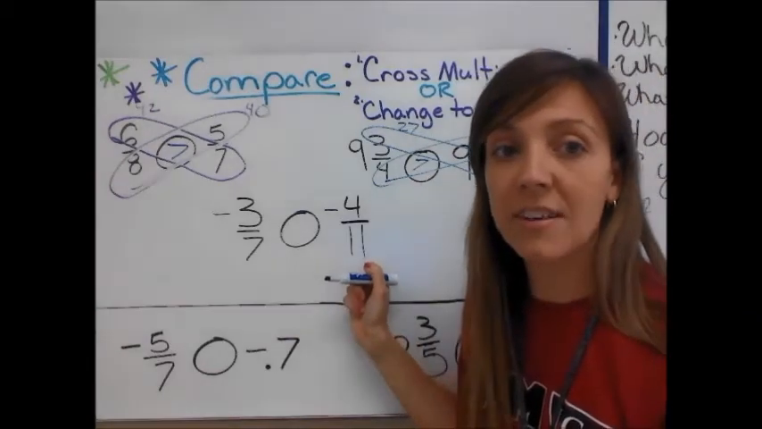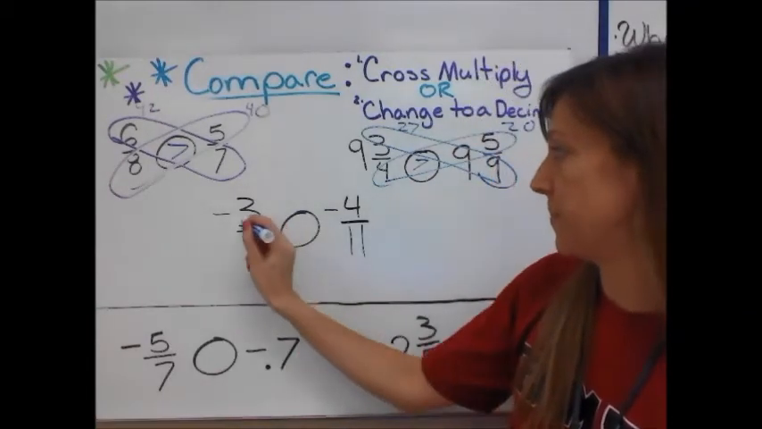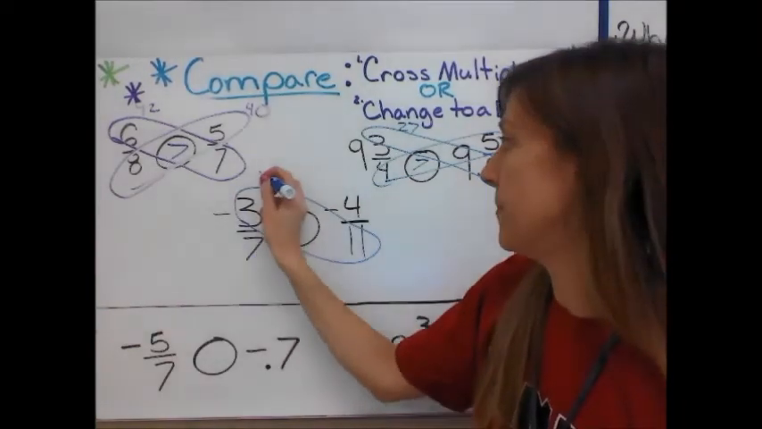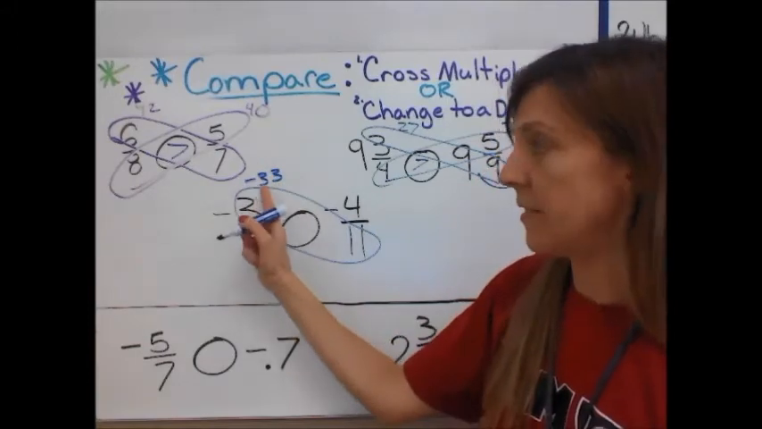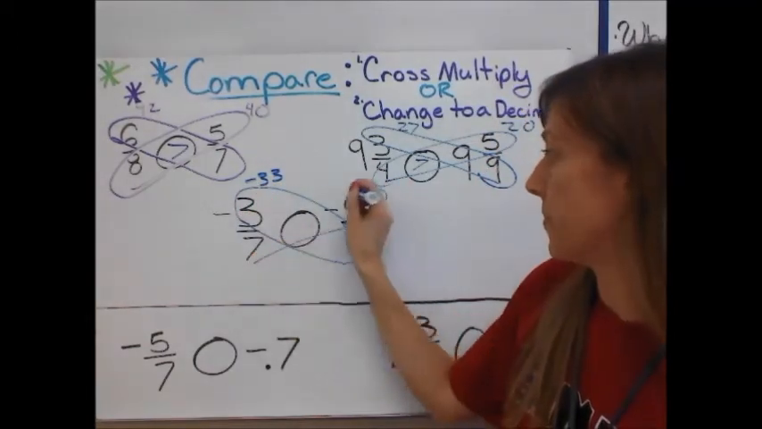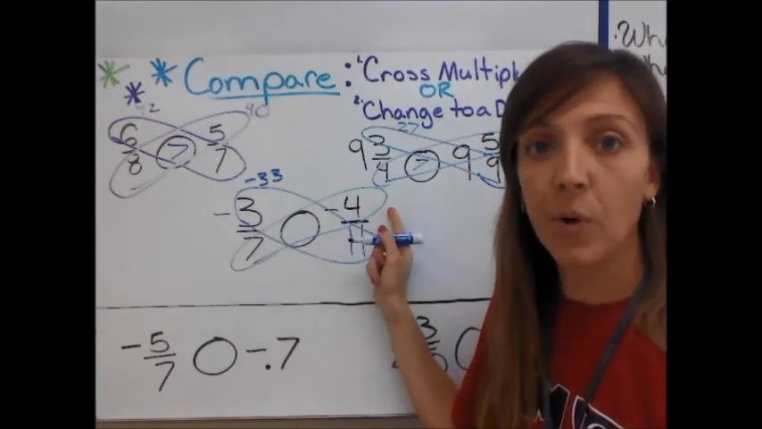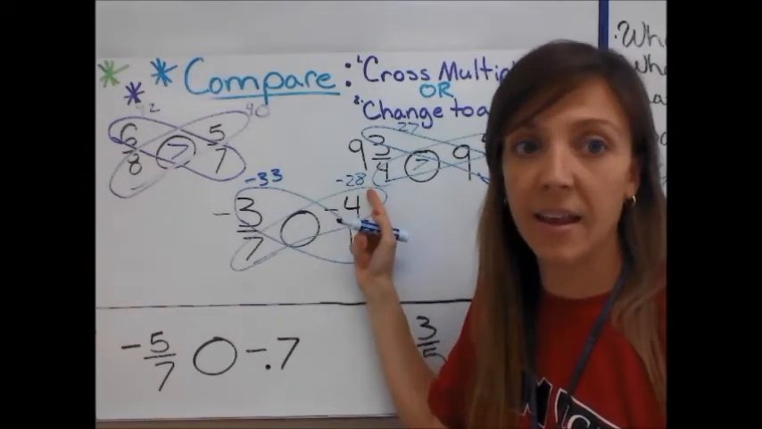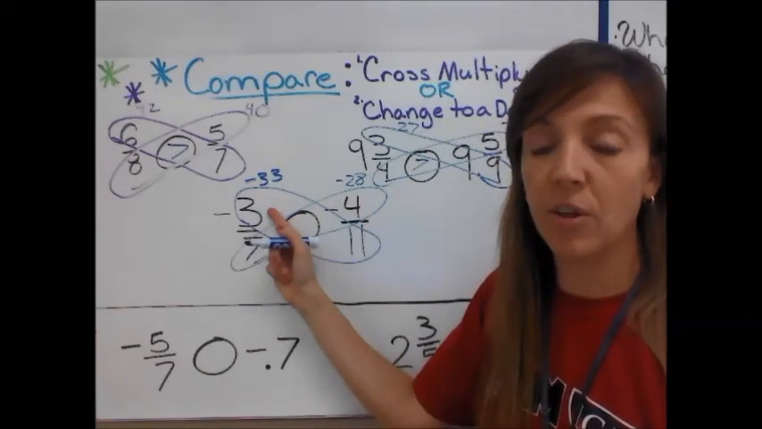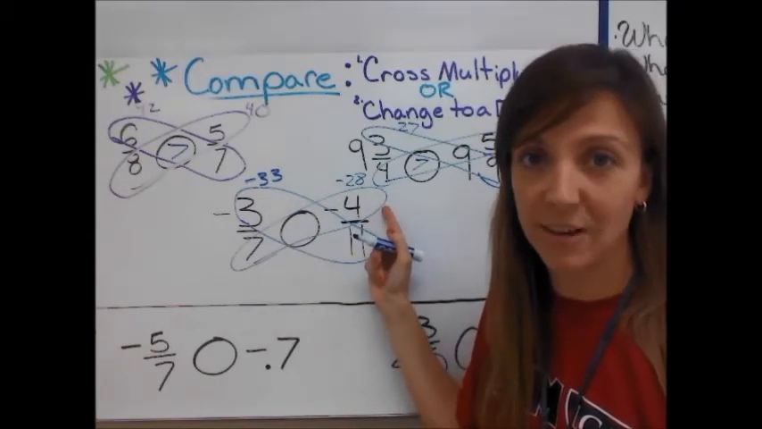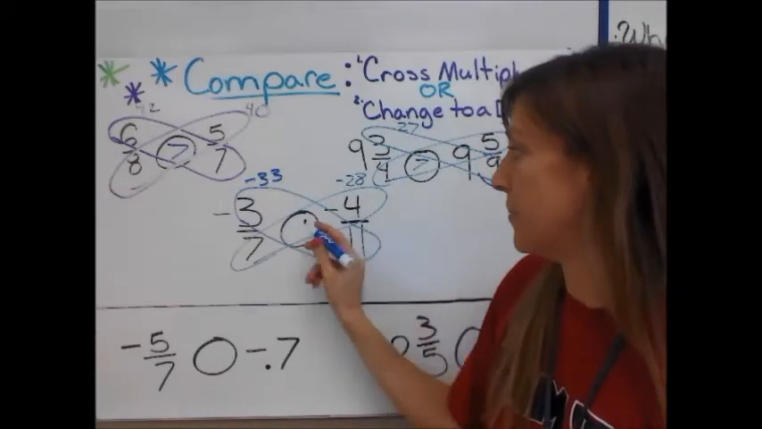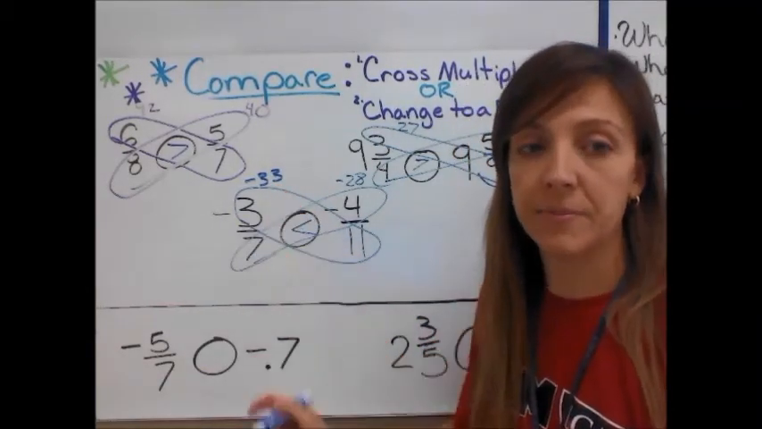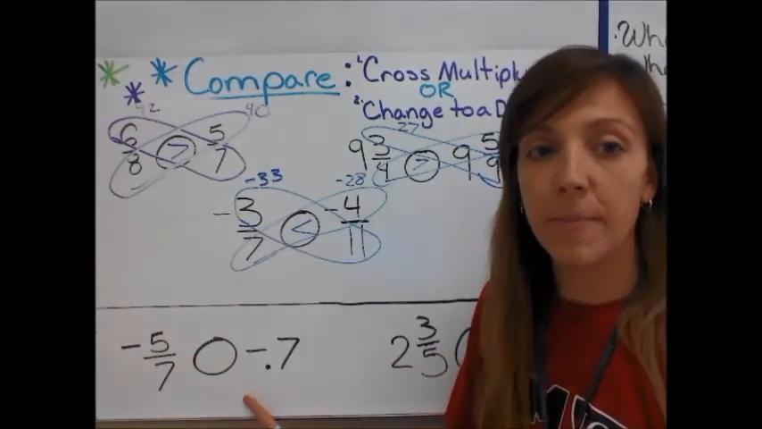Let's look at -3/7 and -4/11. 11 times 3 is 33, and it's negative. 7 times 4 is 28, and it's negative. And out of the two, which one's larger? Well, -28 is closer to 0. This is the larger number. And -33 is less.